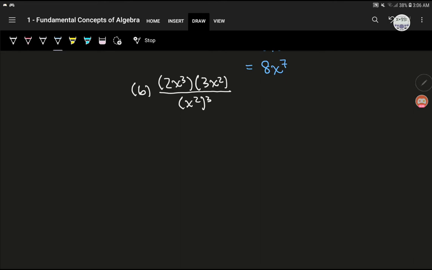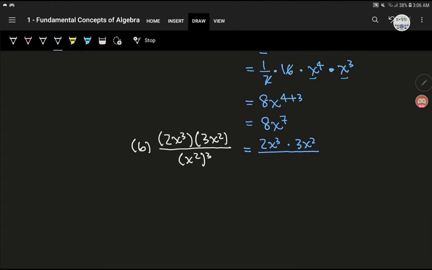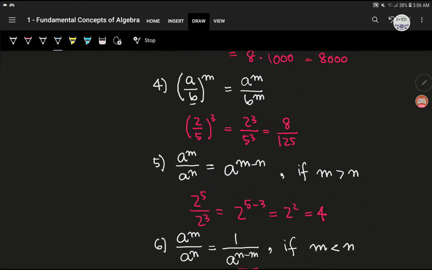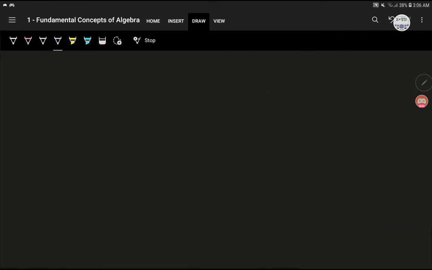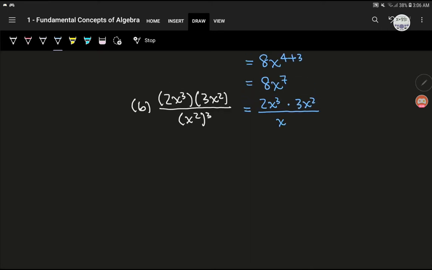So the first thing is we simplify the numerator: 2x cubed multiplied by 3x squared, over, in brackets x squared, cubed. We remember that the law of indices with this form is the second law, so we just multiply the two indices. So we have x to the power of 2 multiplied by 3. Then we simplify again, first the numerator. 2 multiplied by 3 is 6, and then we have x cubed multiplied with x squared.